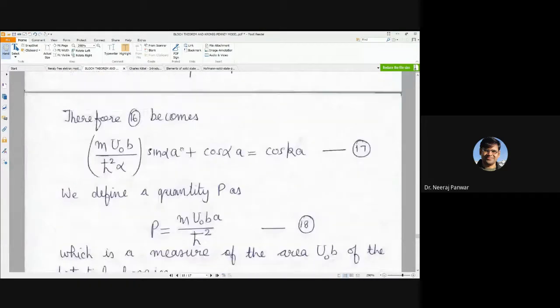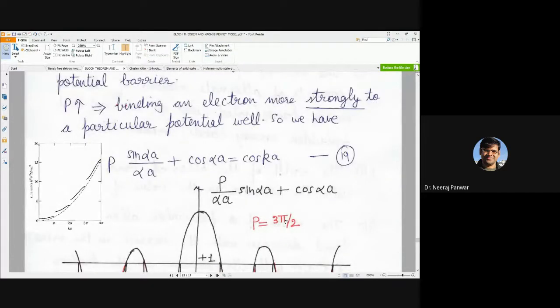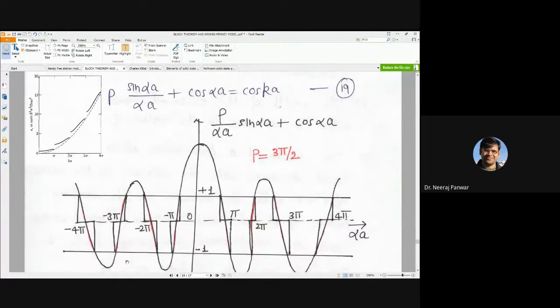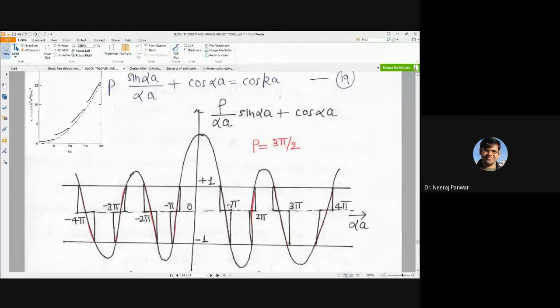And when we plot the left hand side for any particular value of P, here in this case P is equal to 3 pi by 2, we will get these curves. Only those values are allowed which lie between +1 and -1, because only then the condition would be satisfied. So we see that the red lines represent the allowed values, and these values are not allowed because they are lying above +1 and below -1.